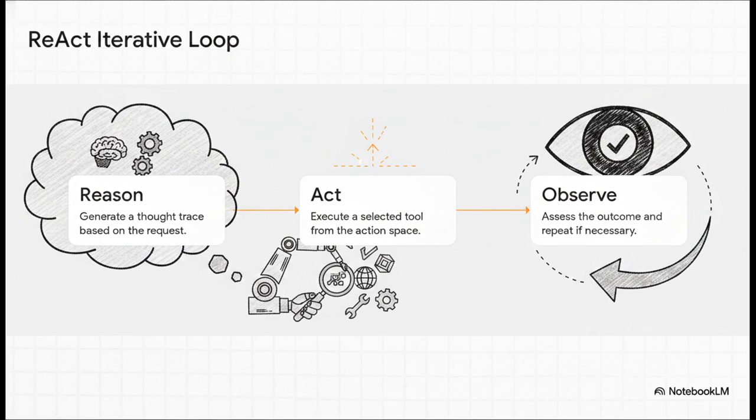Step 2 is act. Based on that thought, the agent selects a tool from its action space and executes a command, like, say, querying a web search API. Step 3 is observe. The agent ingests the result of that action, assesses if the overarching objective has been met, and if it hasn't, it triggers the loop all over again.